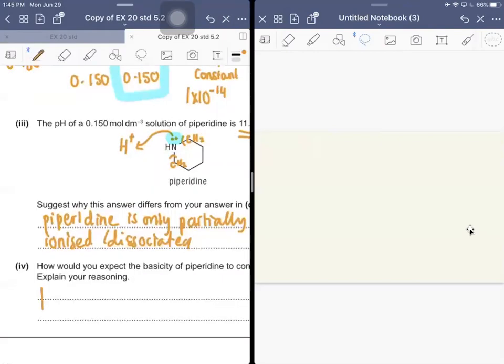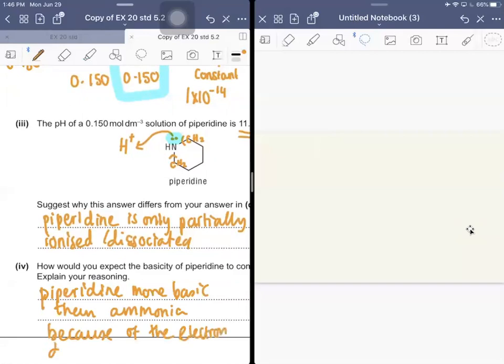So piperidine is a strong, no, don't use the word stronger because both of them are still weak, but piperidine is more basic than ammonia because of the electron donating group, CH2.